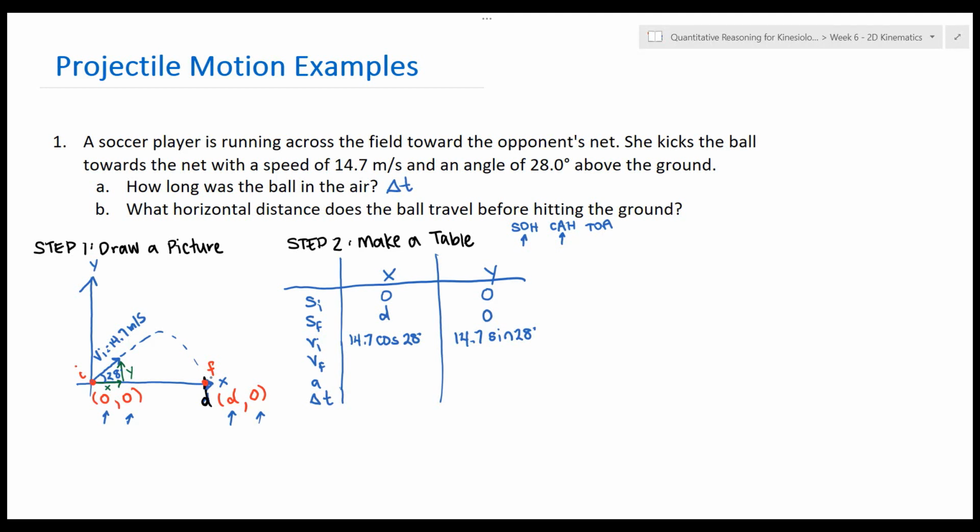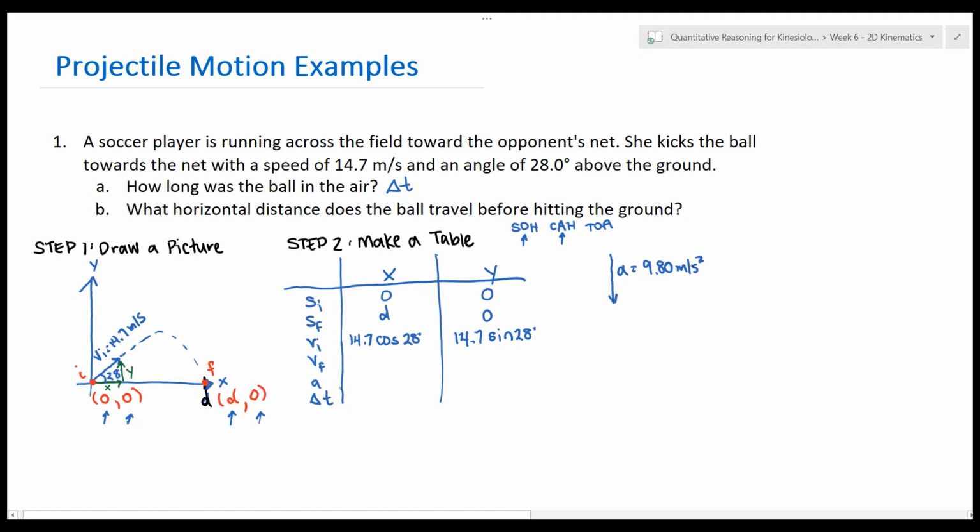Okay, acceleration. So this is a projectile. The only force that's acting on it is gravity, and gravity acts downwards, right? So the acceleration due to gravity points this way. And what is the value of that? The magnitude of acceleration is 9.80 meters per second squared. Okay, so there's our vector for acceleration.